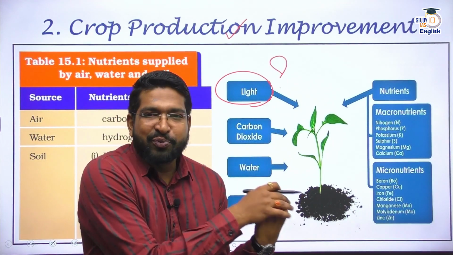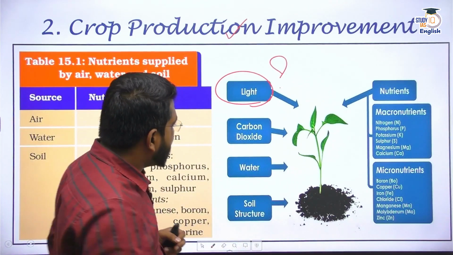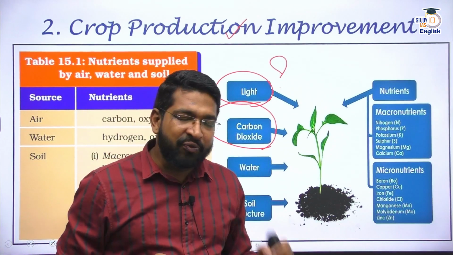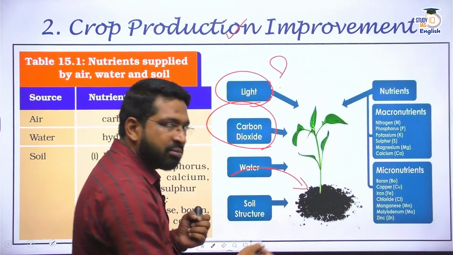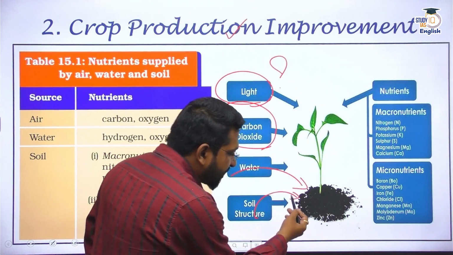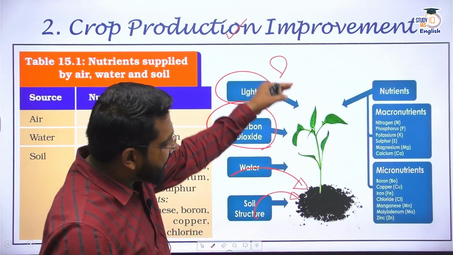Because we have to produce for the masses, we cannot play around with the light. We cannot play around even with the atmosphere, the carbon dioxide. But what we can do is ensure that we provide proper irrigation wherever we are cropping. We can ensure that the soil has proper nutrients wherever we are sowing the seeds. So we have done all these things.